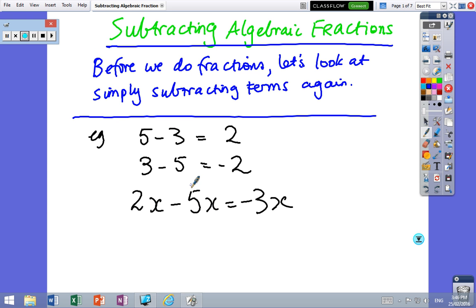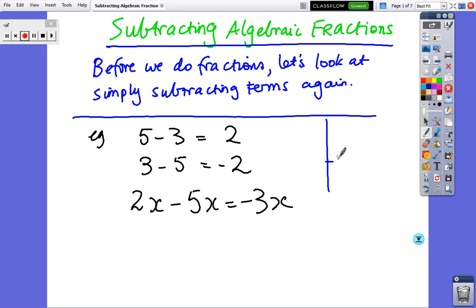Okay, so we're here now and we're going to subtract algebraic fractions. So you've been adding, now we're going to try subtracting. Before we do, let's just look at simple subtracting terms. So for instance 5 minus 3, you're just on the thermometer. Here's 5, subtract 3, you get 2. Or if you're at 3 and you subtract 5, you get minus 2. Okay, so something simple like that.